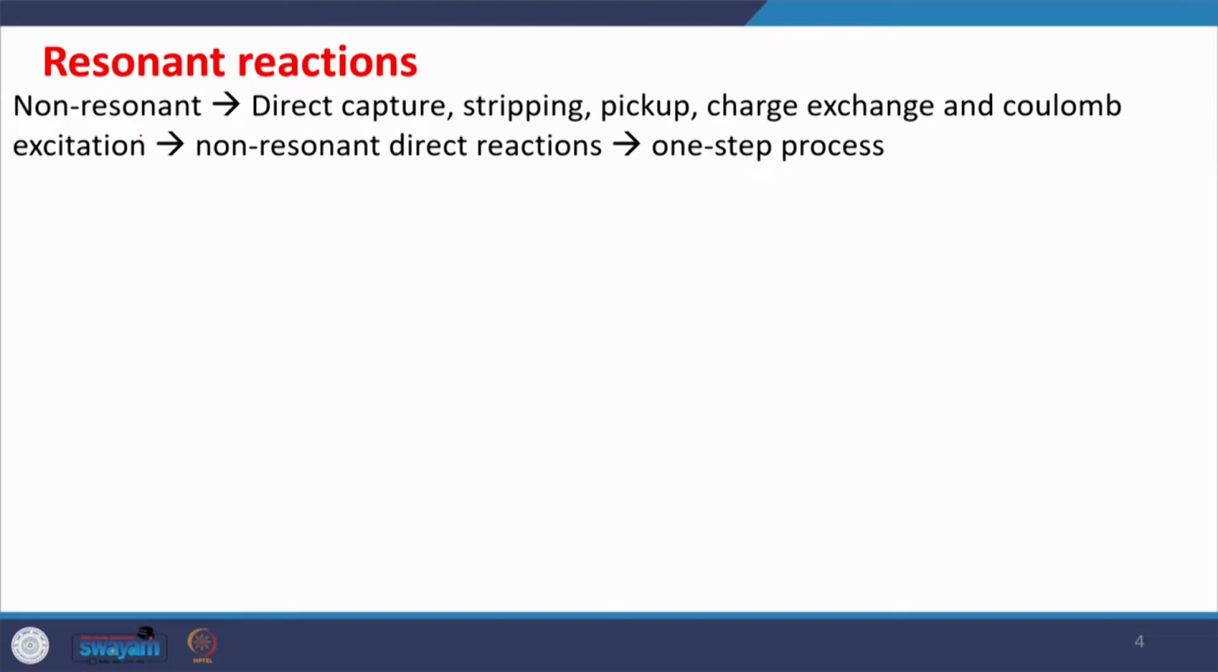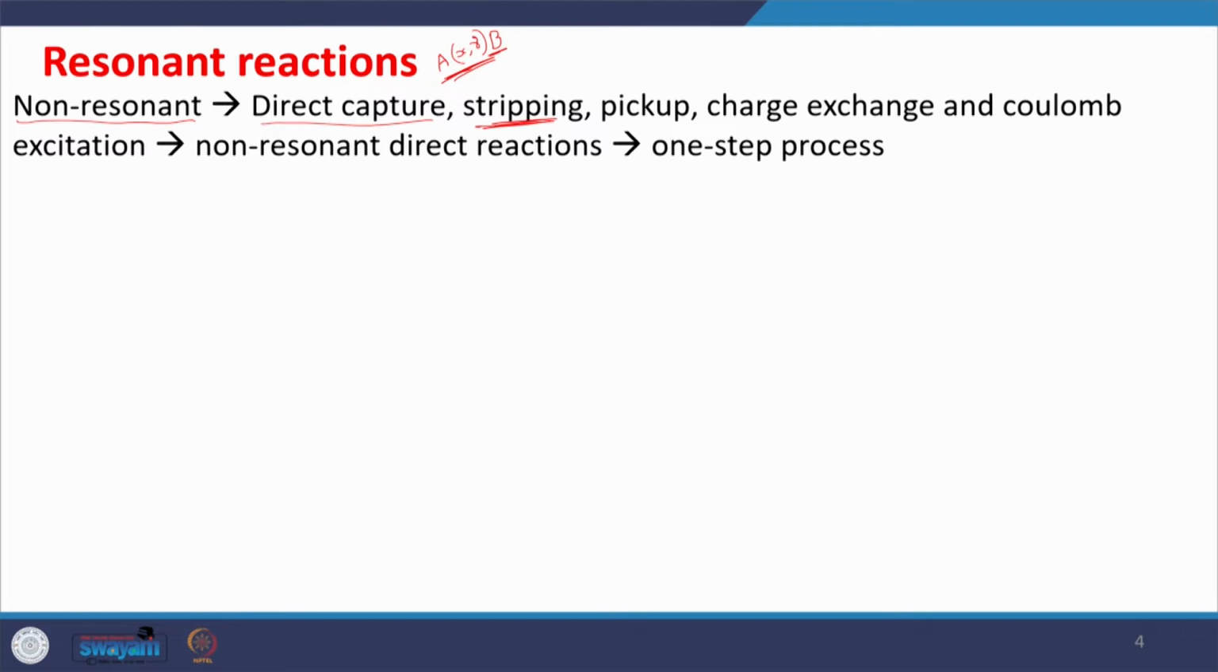Now, resonant reactions. Before that, let me give you some examples of non-resonant reactions. Like direct capture, as I have said, where A reacts with some projectile and gives a gamma ray and product nucleus B. This is one type of direct capture, that is a radiative capture reaction. Then stripping: when the incident nucleus takes out a few parts of the target nucleus and then undergoes reaction, this is called a stripping reaction.